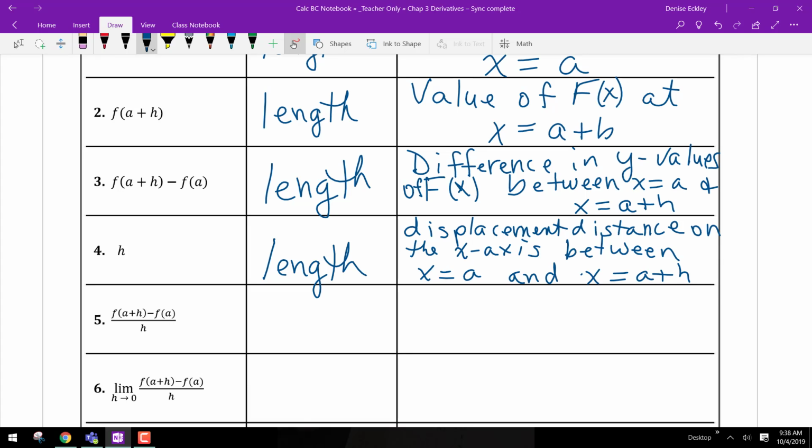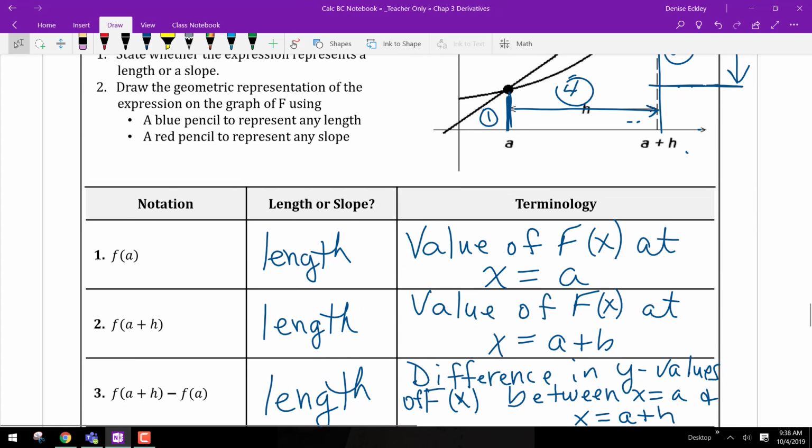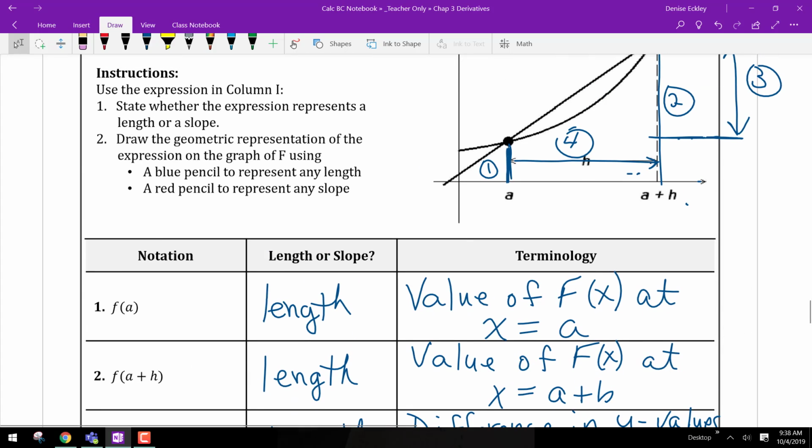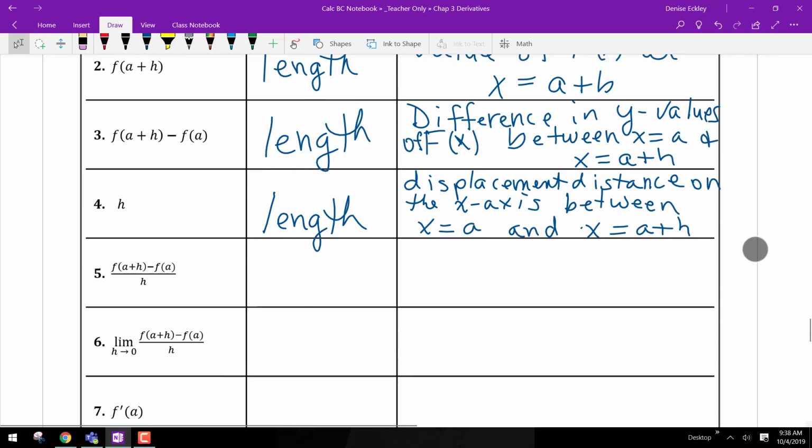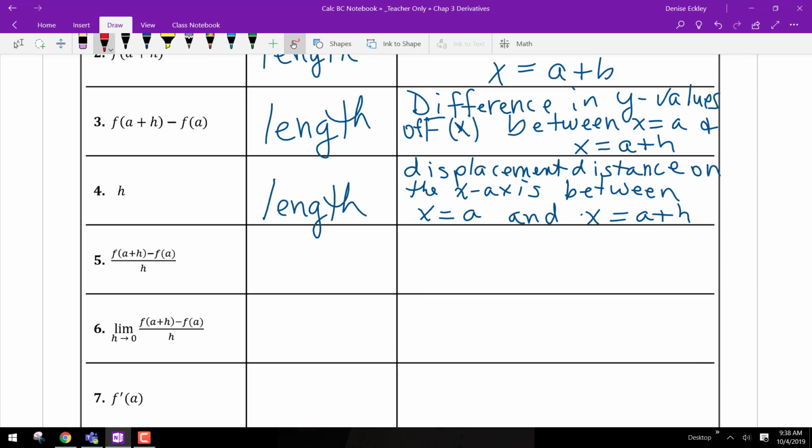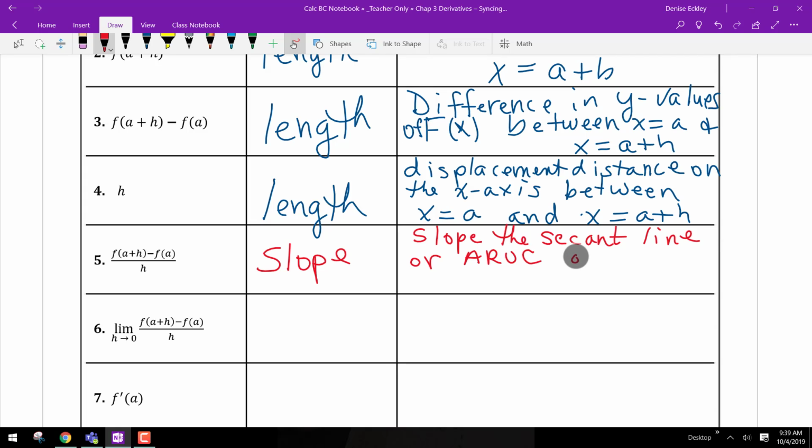Okay, next, we have two different y values that are being subtracted, divided by the distance between the x values. So we no longer have a distance. We can't represent it as a straight line, so in terms of a length, what we're going to do is mark this as a slope. So this is the slope of the secant line, or the average rate of change on this interval, a to a plus h.